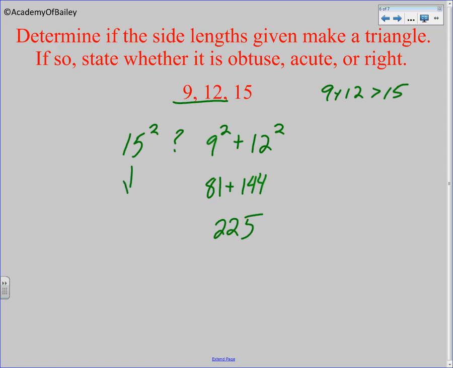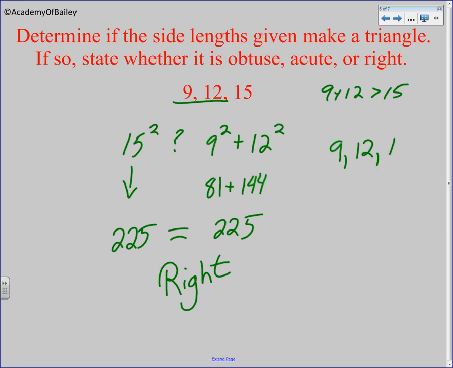And 15 squared, 225. Let's compare those. There we go. That's the one. 225 is equal to 225. That means it is a right triangle. You should have recognized this as a Pythagorean triple because it is 3, 4, 5, and you multiply everything by 3 to get 9, 12, and 15.